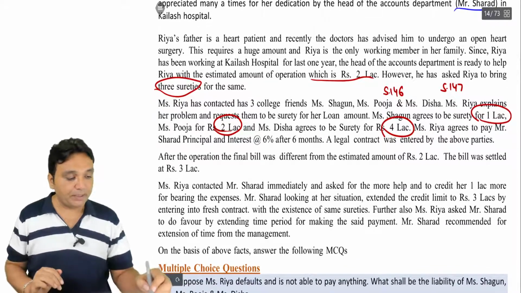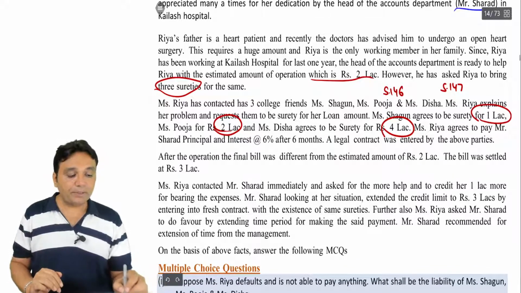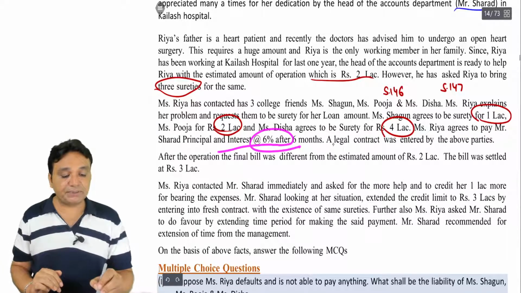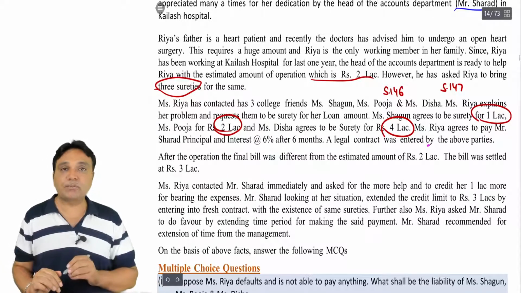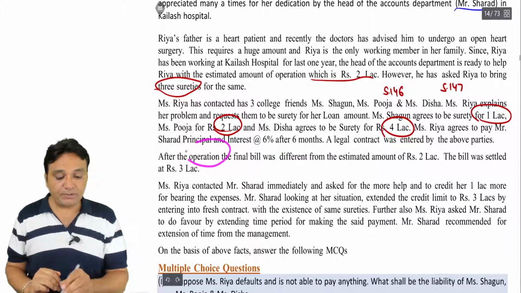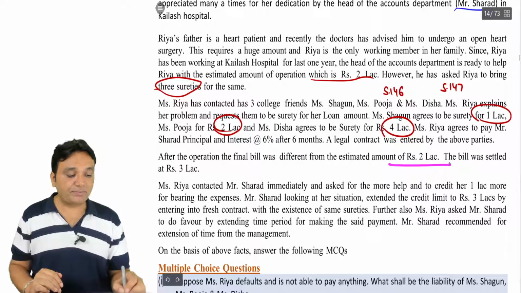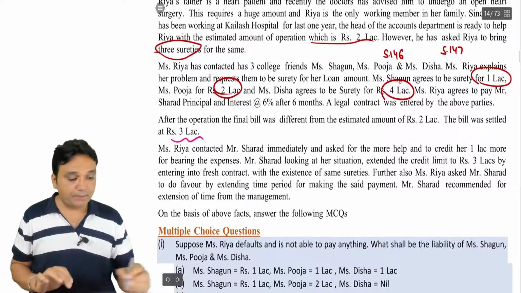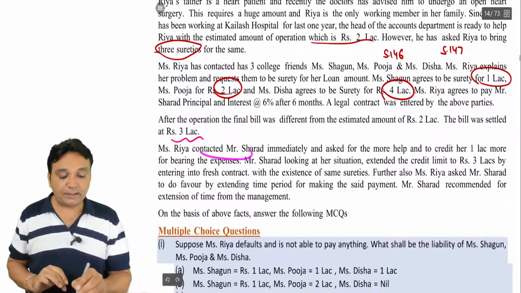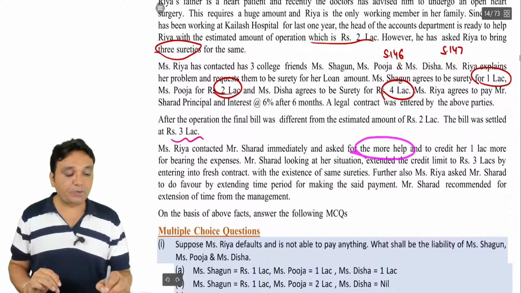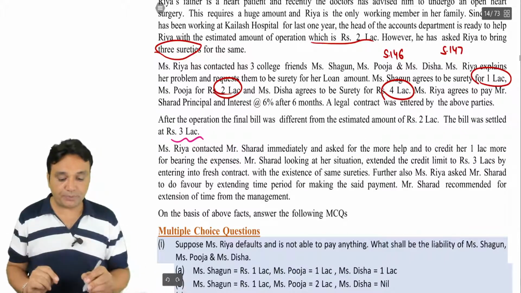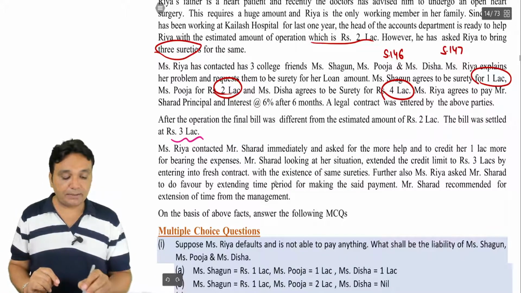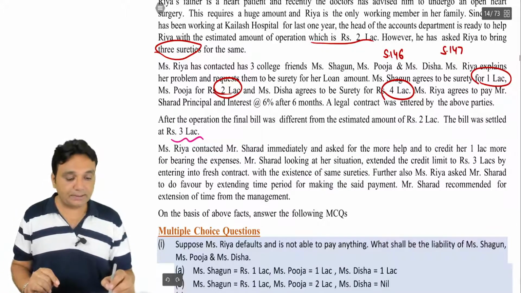Just check out. Now, what happened? Miss Ria agrees to pay Mr. Sharad principal and interest at the rate of 6% after 6 months. A legal contract was entered into by the parties. After the operation, the bill instead of 2 lakh was settled for 3 lakh. Now what about 1 lakh? Miss Ria contacted Mr. Sharad again and asked for more help, and he agreed to give 1 lakh more. Mr. Sharad, looking at her situation, extended the limit to 3 lakh with the same sureties.